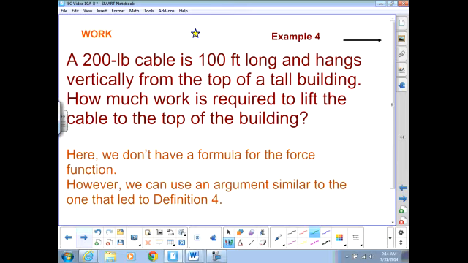Our next example, we're going to take a 200-pound cable that's 100 feet long. It hangs vertically from the top of the building, and we want to know how much work is required to lift the cable to the top of the building. Well, the work to lift the parts that are close to the top is going to be different than the work to lift the parts further from the top. So therefore, it's not constant.